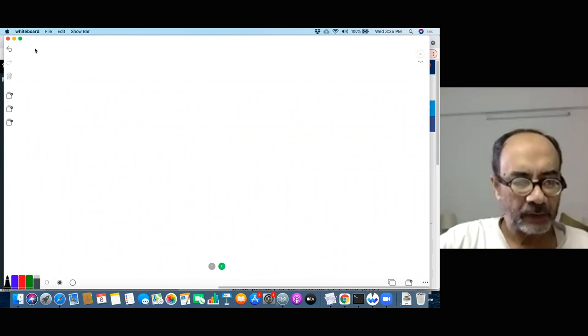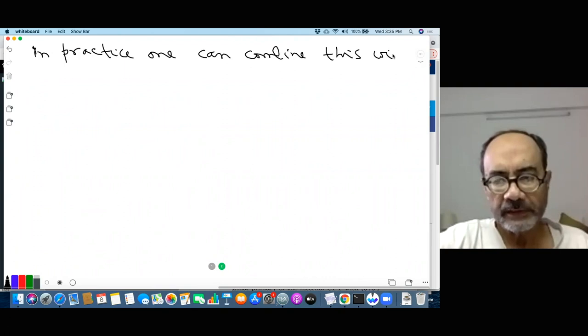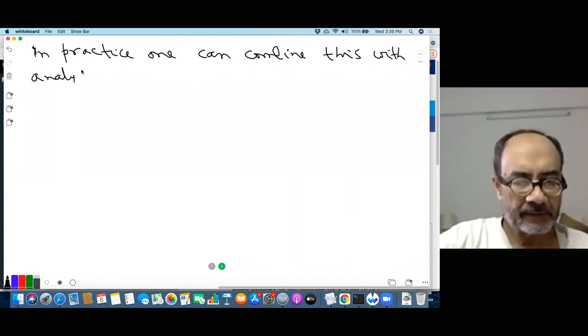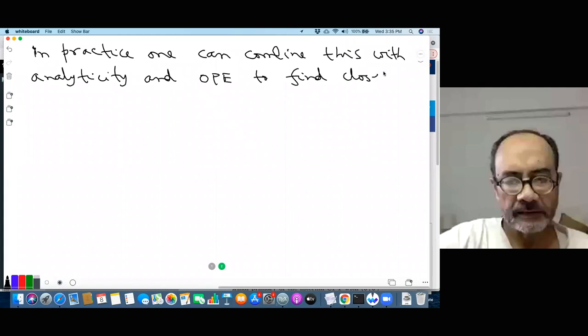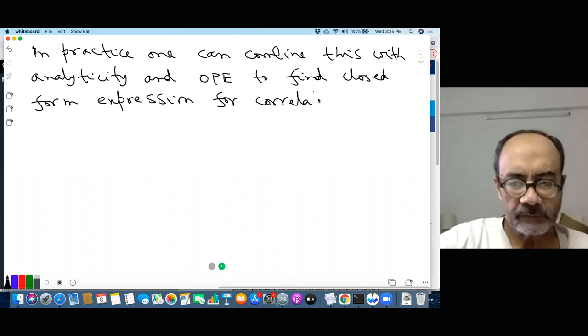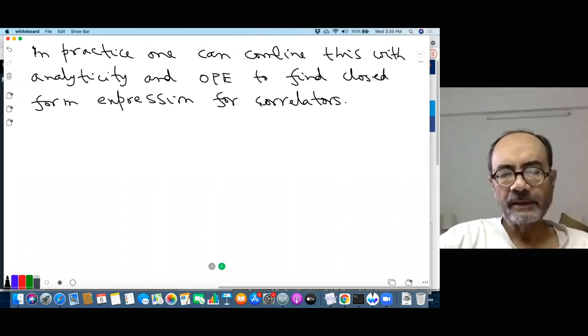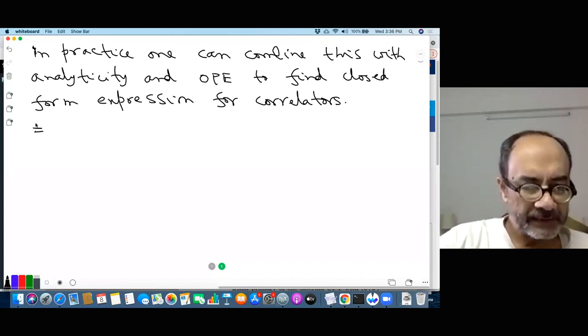In practice, when you actually want to calculate the correlation function on the Riemann surface, there are other tricks. One can combine this with analyticity, because there are various holomorphic fields, and operator expansion to find closed form expressions. But the point is that in principle, you can just use the sewing procedure to build up all the correlation functions.